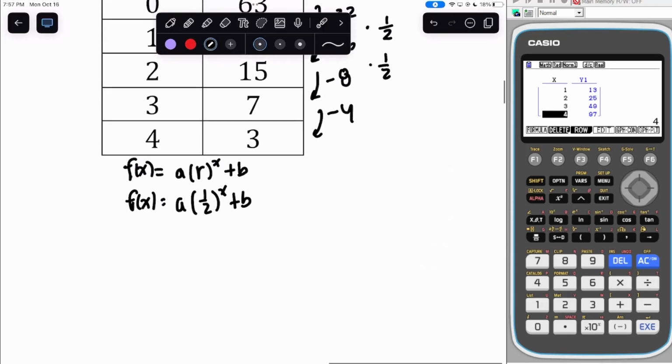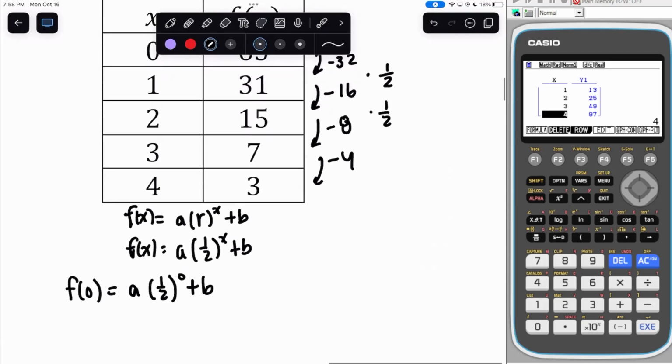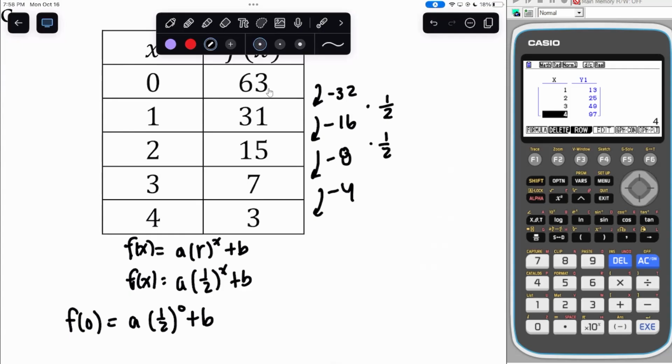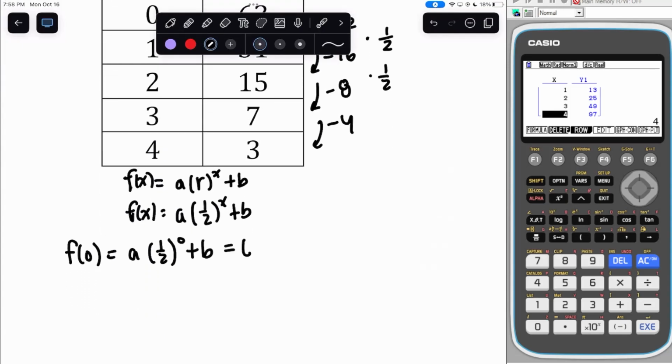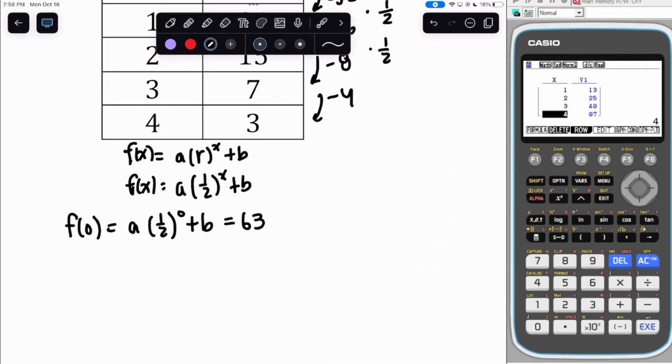So let's plug in 0 into the function. Let's say f of 0 is equal to a times 1/2 to the power of 0 plus b. We know for a fact that if we plug in 0 into this function, I should get 63 back. So technically this is all equal to 63, which is great. And if I simplify a little bit further, this implies that a plus b is equal to 63, right? Recall that 1/2 to the power of 0 is simply 1. 1 times a is just a. And then we want to write another equation if we want to solve a system.